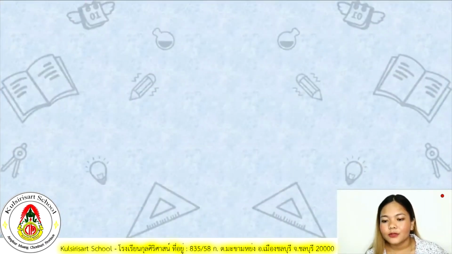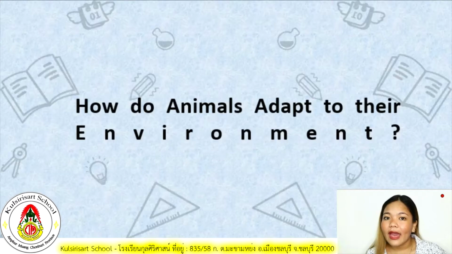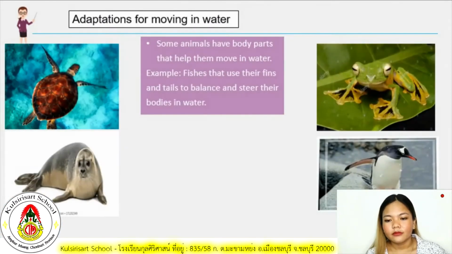Now, let's proceed to how do animals adapt to their environment? We have here the different adaptations of animals in their environment. Now, let's start with the first one, adaptations for moving in water. Some animals have body parts that help them move in water. An example is fishes that use their fins and tails to balance and steer their bodies in water.